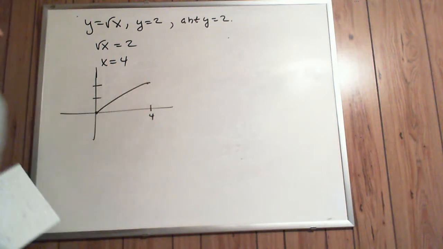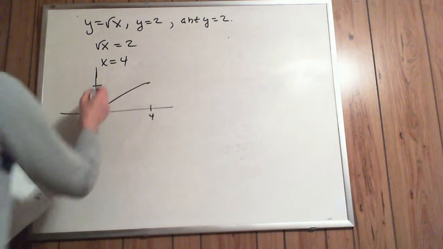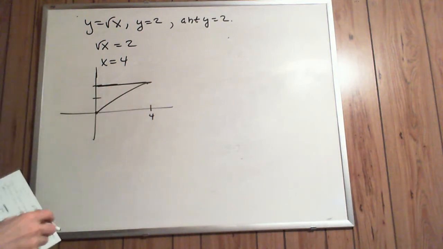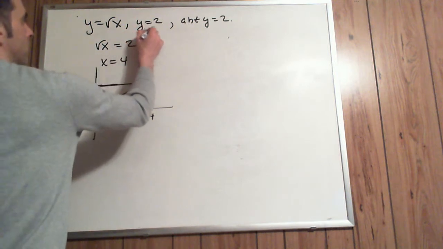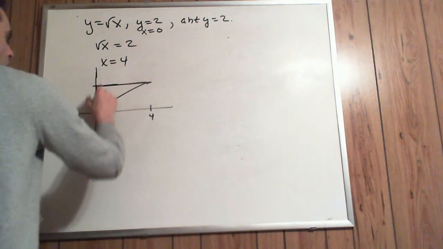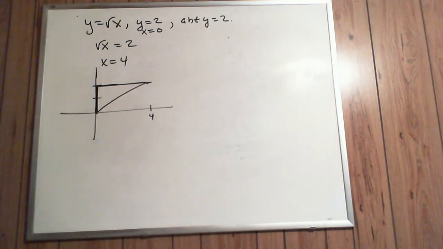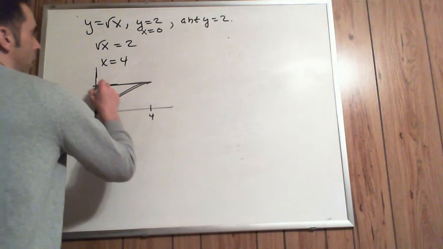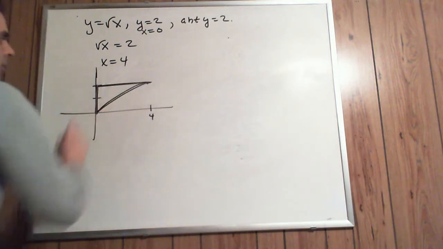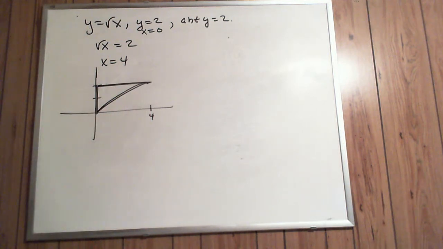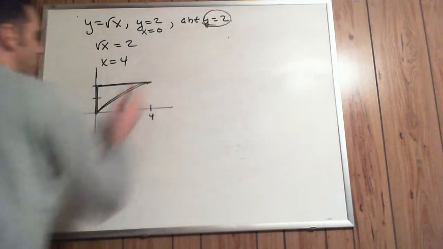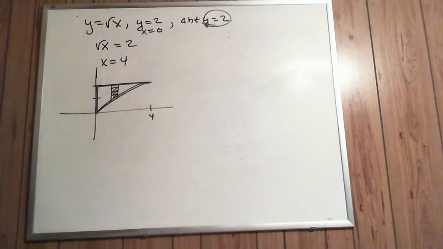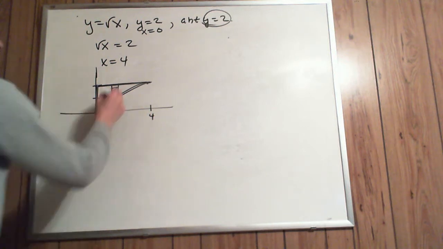So there's the square root of x. And there is y equals 2 right here. And also I need to throw in there x equals 0, which is the y-axis. So there's my region. It's bounded by the curve y equals root x, the line y equals 2, and x equals 0. I'm going to revolve it about the line y equals 2. There's my rectangle. There's my area. It's perpendicular to the axis of rotation.